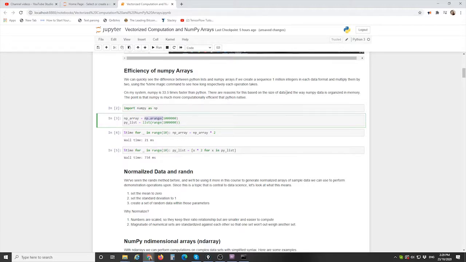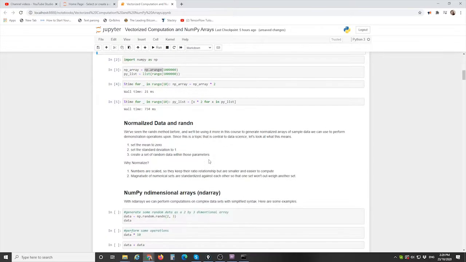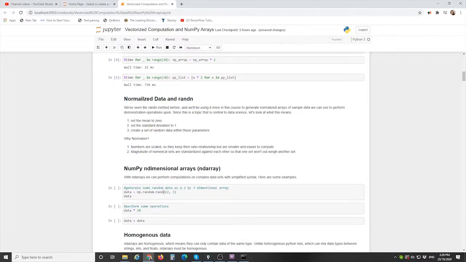Now there are some reasons for this based on data size and also the way that NumPy data is organized in the computer's memory. The point is that NumPy is much more efficient than native Python. Now below here we're going to use random and randn. These are functions that we were introduced to in the Python course. We never really talked about what they mean, however, and so at this point we would like to discuss that a little bit.